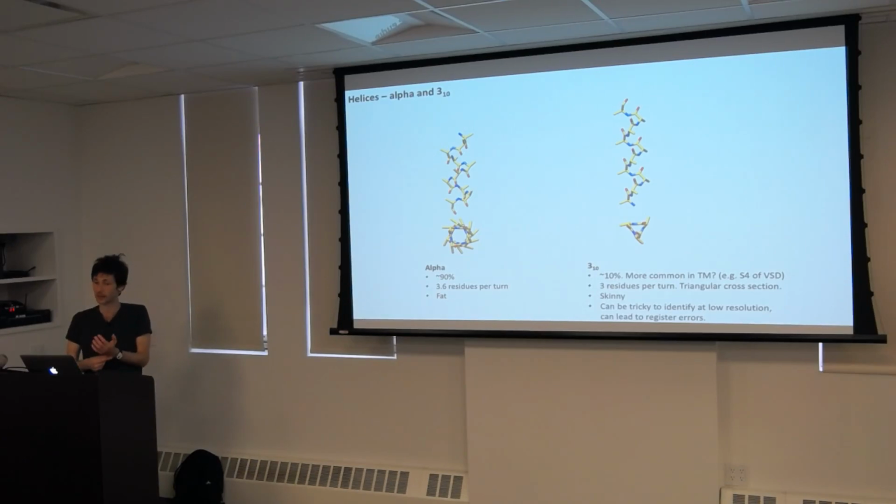Like the classic example, if you're at all familiar with ion channels, is that the S4 helix in an ion channel, the 4th helix of the voltage sensor, is pretty much always a 3-10 helix. And it's very, very distinct, and that's really important to its function, actually. So, be aware of these guys when you're building. All right.